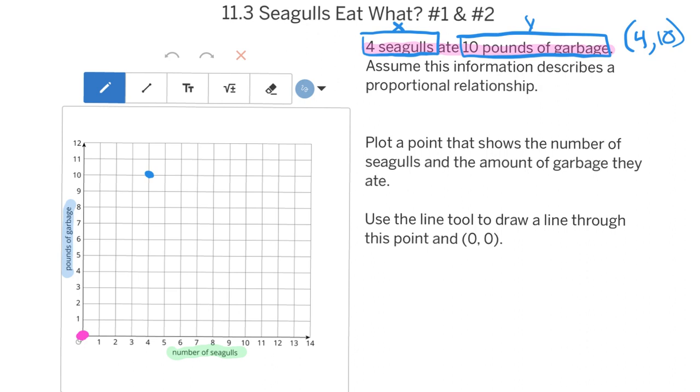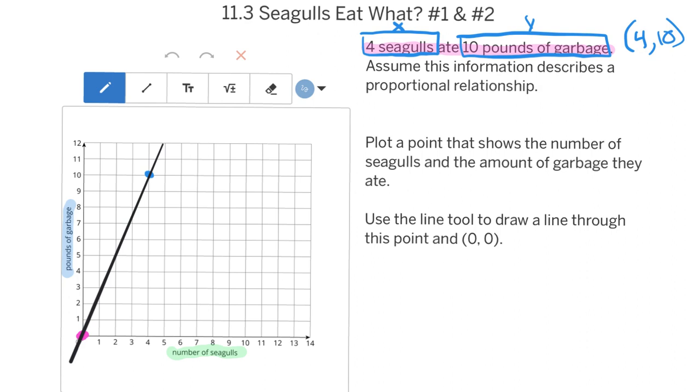And we're going to use the line tool on Desmos. Your line tool is way more efficient than my line tool, but I am going to still draw a line tool. I'm going to connect my 2 points. I'm going to start at 0, 0, go up there, and there is my line. All right, so now I have my graph. I plot the points that show the number of seagulls, and we've got our 0, 0 here. So that's a line, that's a relationship. So that's one way to represent the relationship.